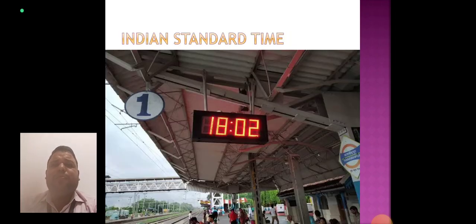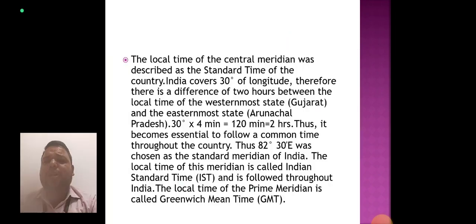Now, what is local time? If we set our watches to the correct time at 12 noon, when our longitude is directly under the sun, the time shown is the local time. Similarly, all the meridians, east and west, have their own particular local time.